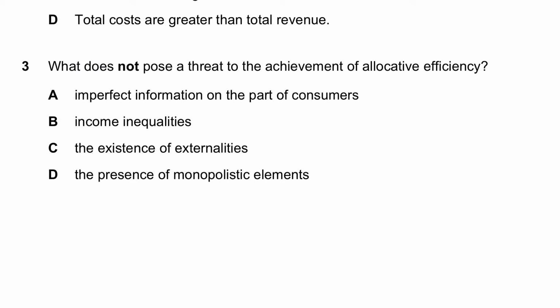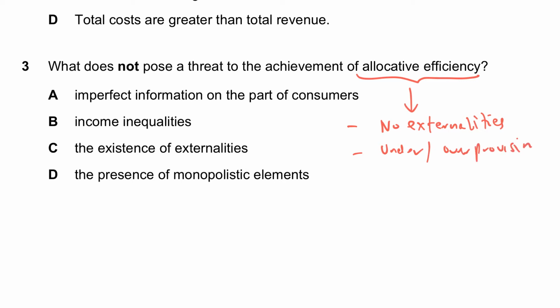In the third question, they say what does not pose a threat to the achievement of allocative efficiency. Remember, allocative efficiency happens in a market where there is no externality, and because of no externalities, or because of no under or over provision.